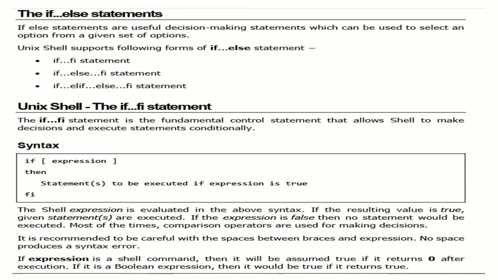The if statement always produces the final result in the form of a boolean type, either true or false. Here the expression is a shell command, and it will be assumed true if it returns 0, otherwise if it returns 1, it is called false.